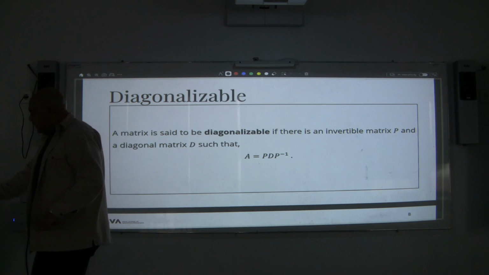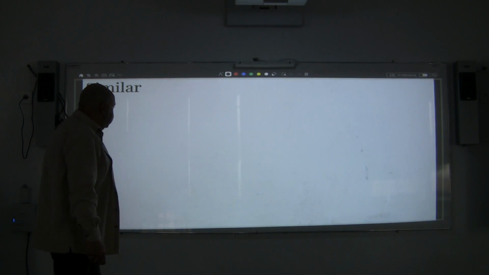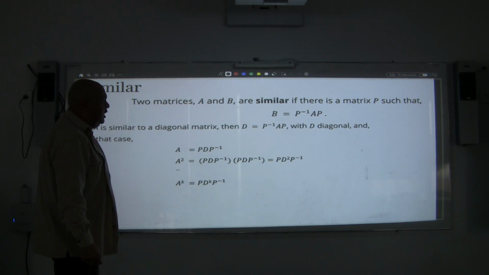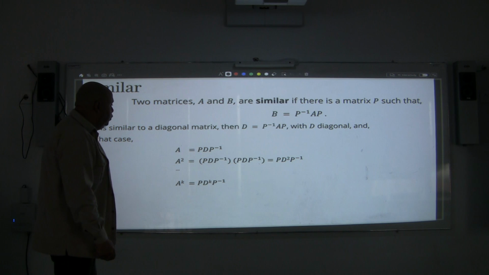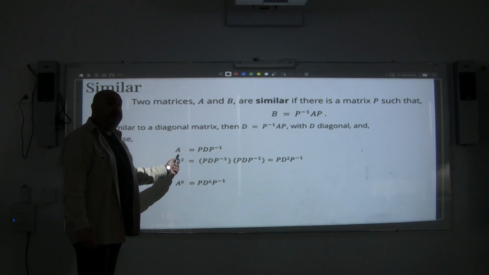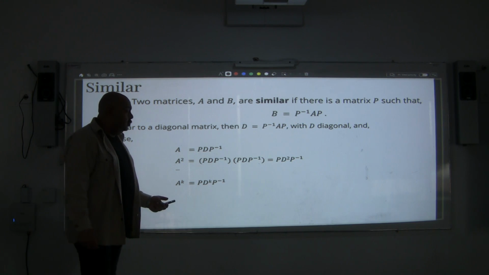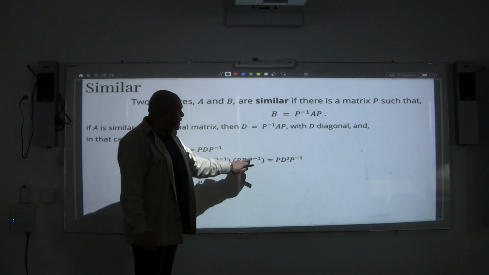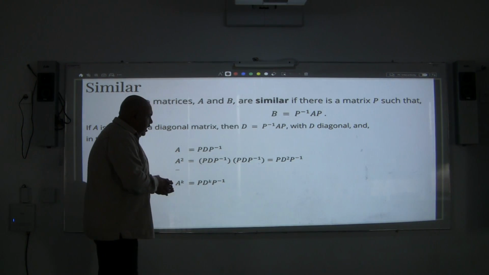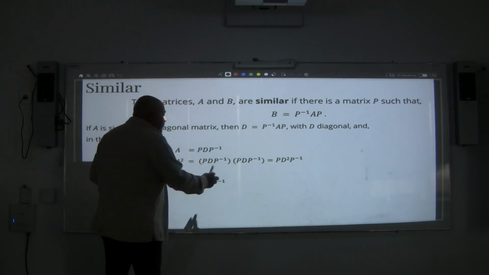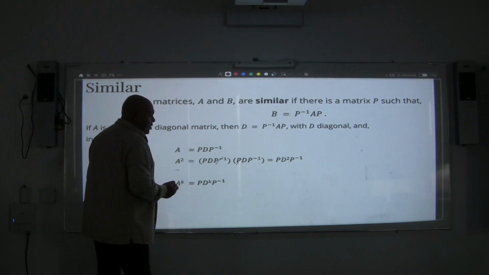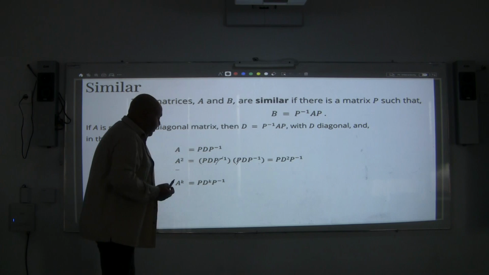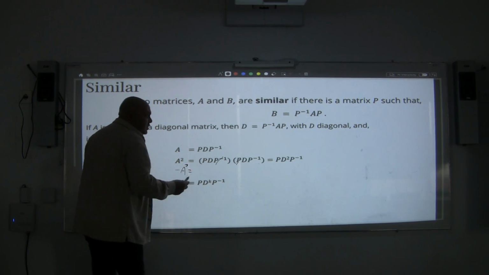So once more, as I told you, this is the first slide. Similar to what we have been through, D is equal to P minus 1 A P. That's the formula that we wrote already. If you want to get A squared, all I have to do is to multiply P D P minus 1 in A, which is P D P minus 1. If you notice, having this multiplication, the P and the P minus 1 will cancel each other. You will have D times D, which is D squared, and you will have P minus 1 times P. If I want to get A to the power of 3, it's exactly the same.